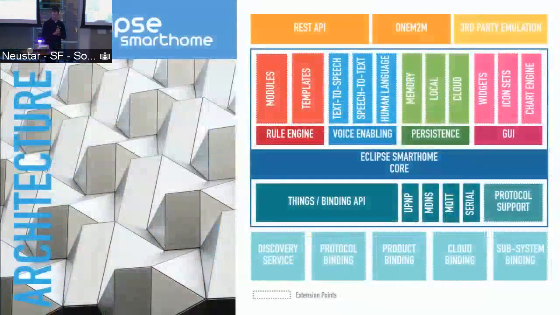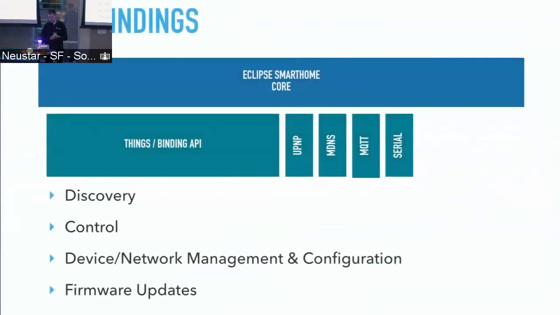A bit more detailed look at the architecture. Let's start with the so-called bindings. These are the drivers for the devices. Eclipse Smart Home defines an API there where you can provide functionality to discover the devices that you find in your local network. Standard mechanisms like UPnP and mDNS, the Bonjour protocol, are directly supported, so it's very easy to use. You can control your devices, do remote configuration and management on them, even up to remotely doing firmware upgrades for your devices.